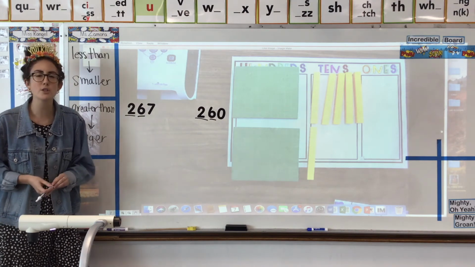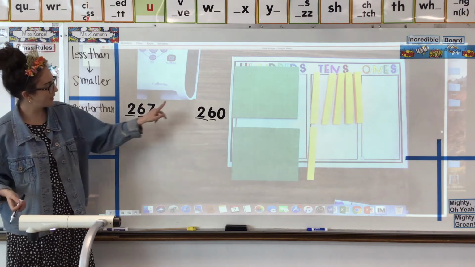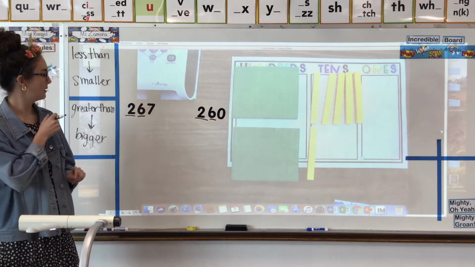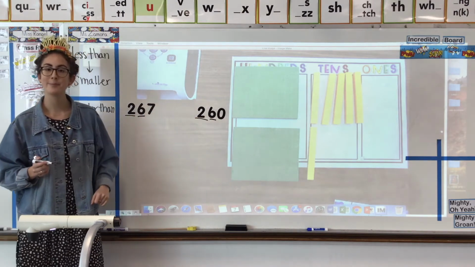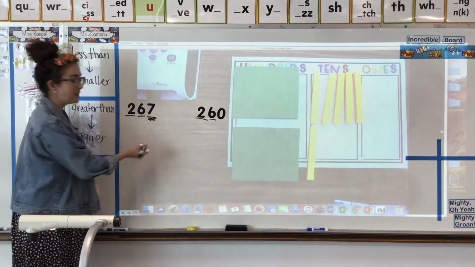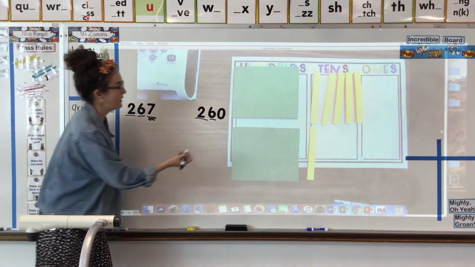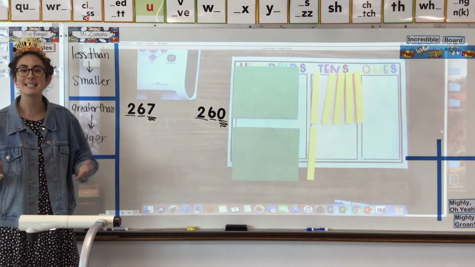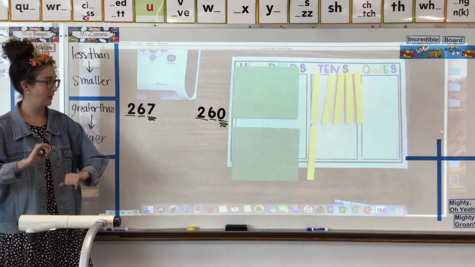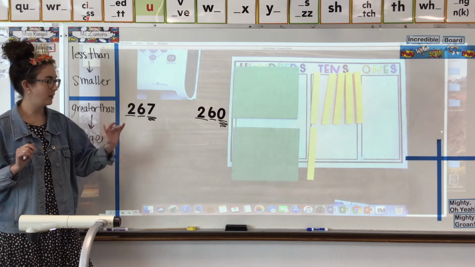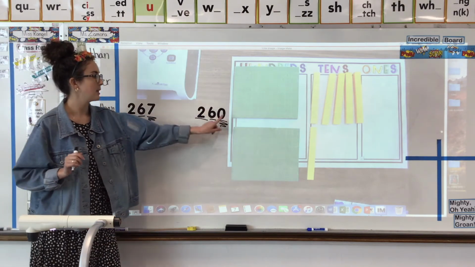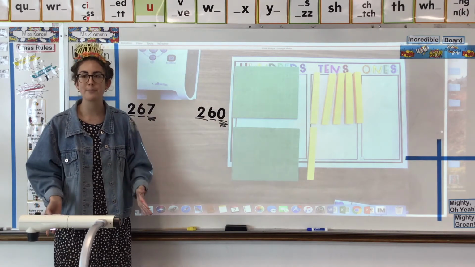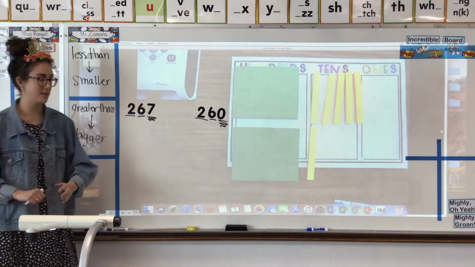So far, these numbers look pretty similar. But last but not least, what about the ones place? Is something different? There are 7 ones in 267, but there are 0 ones in 260. Okay, second grade. So now that we've noticed the difference, there's 7 ones, but then there's 0 ones. How can we compare these numbers?